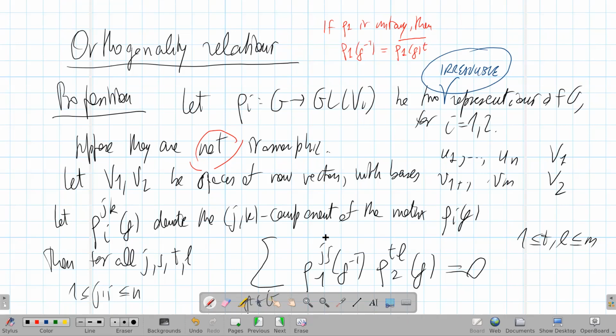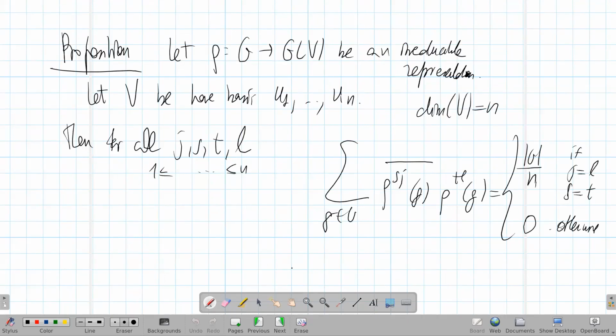And so in particular, you will have that this rho one JS of G inverse will be rho one of G SJ, I've taken the transpose conjugate, okay? So if this is unitary with respect to this basis, then you have this fact. And we employ this fact when we have a single irreducible representation, more about this later. So suppose you have a basis with respect to which the values rho G are unitary.